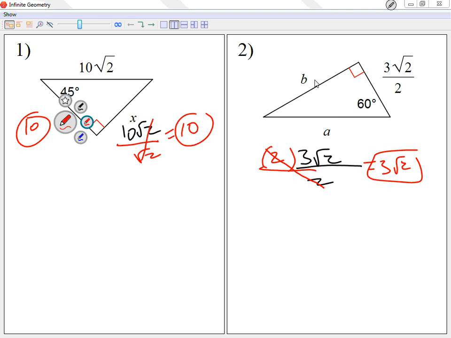For B, write down what you have, 3 radical 2 over 2. Write down what you have, then figure what to do with it. From the small side to that side, multiply by radical 3. So on the top, I have 3 radical 6. At the bottom, I have 2.